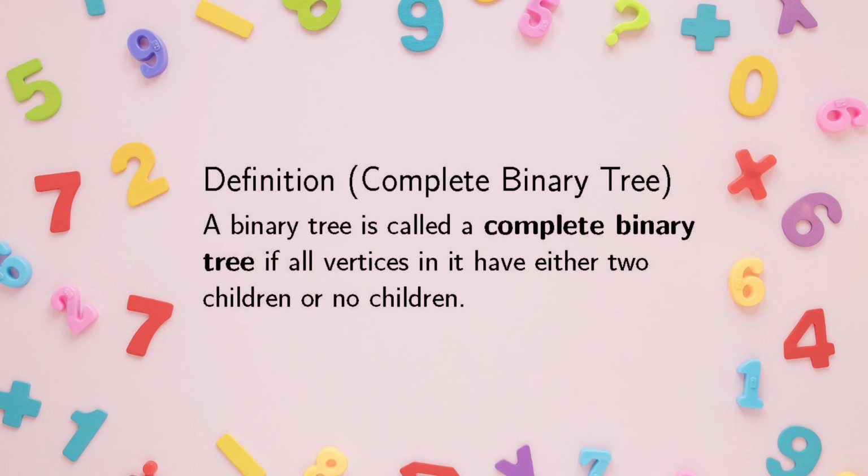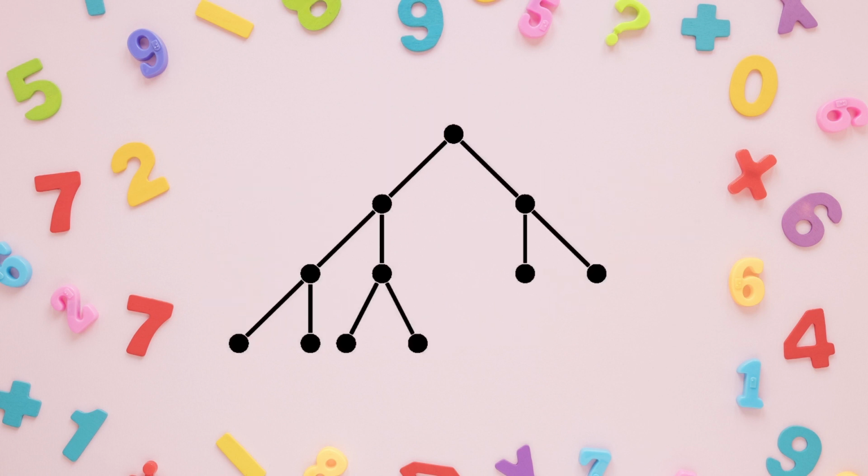A binary tree is called a complete binary tree if all vertices in it have either 2 children or no children. For instance, just look at this tree, this vertex is the root here, and the root has 2 children, these 2, and this vertex has also 2 children, this also has 2 children, and in fact every vertex here has either 2 children or no children, right. The leaves here have no children. So, this is a complete binary tree.